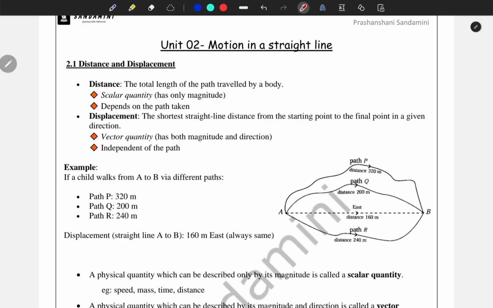There should be no angles, no bendings for that pathway. It's really a straight line.